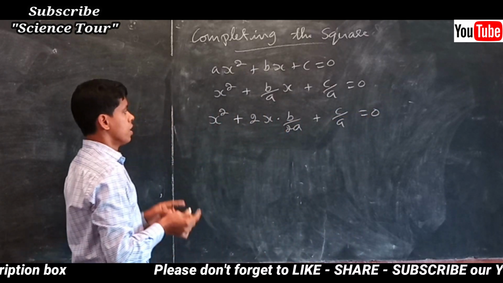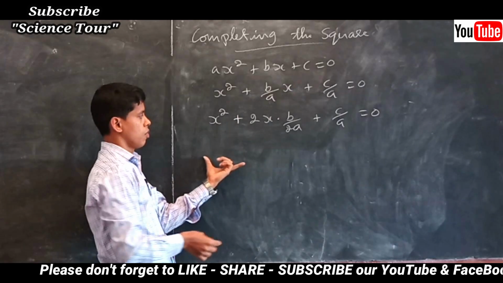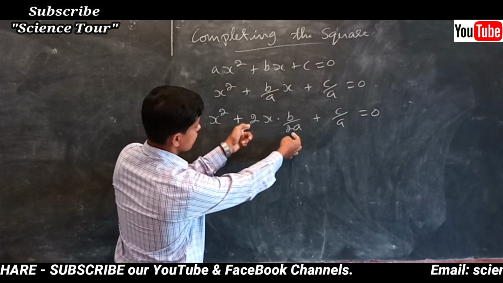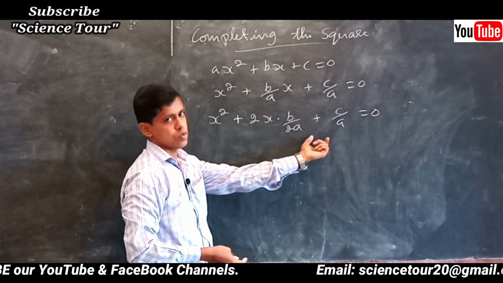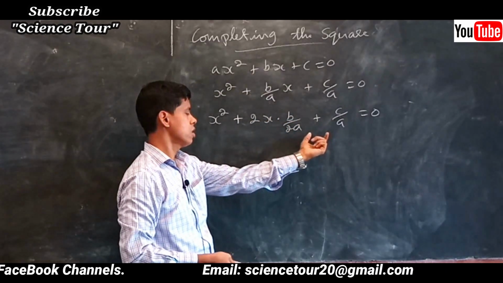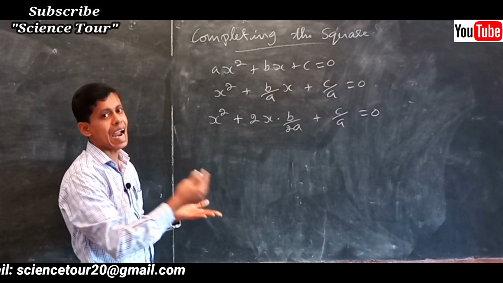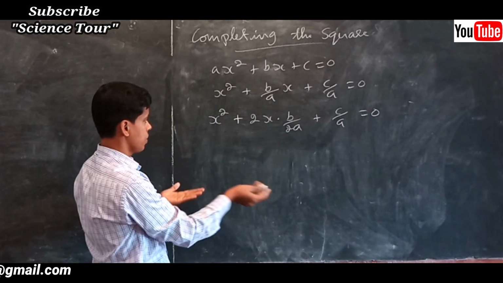And now, this is c by a. Okay. Now, I need to write this in the form of a plus b whole square. Therefore, this is a square and this is 2ab. Do you see the b square term here? No, you do not see the term b square here. So, what we need to do, if you do not have it, is add and subtract it in the same equation.